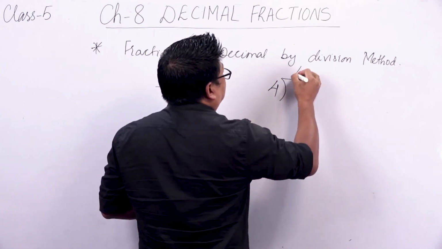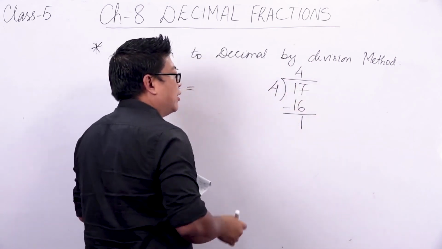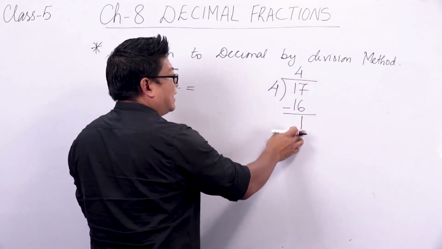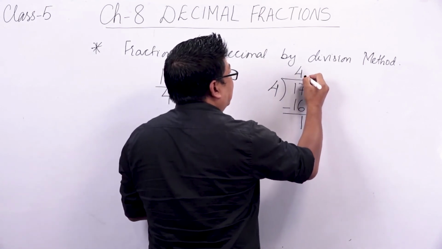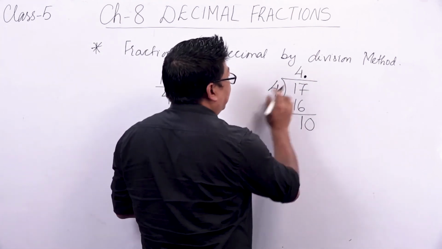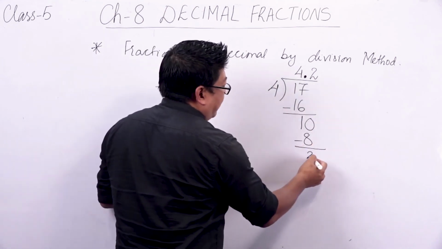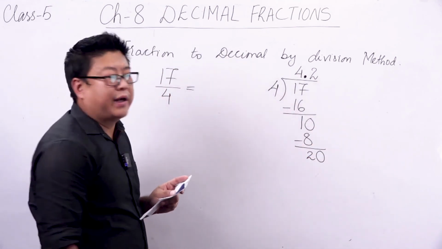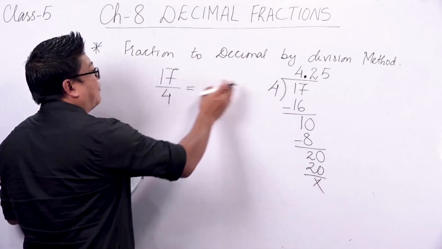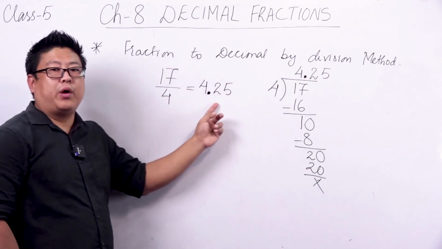4 into 4 is 16. When you subtract, you get 7 minus 6 is 1. 1 minus 1 is 0. After this, we are not able to divide anymore because this is 1 and this is 4, less than 4. So we will put a decimal point here. When we put a decimal point here, automatically a 0 will come down. Now you can divide. 4 into 2 is 8. When you subtract, you get 2. Again, this 2 is not possible, so I will put another 0, automatically, okay? Now, after dividing, I'm getting 4.25. So this is usually read like this, 4.25.